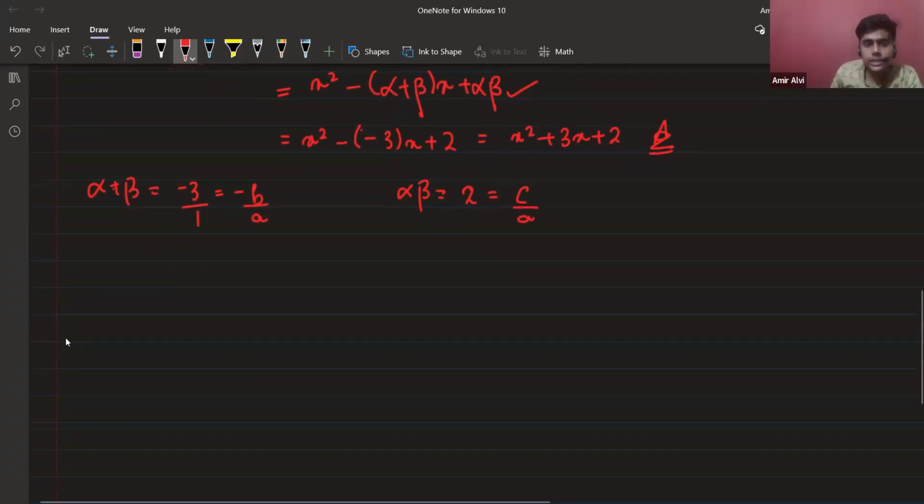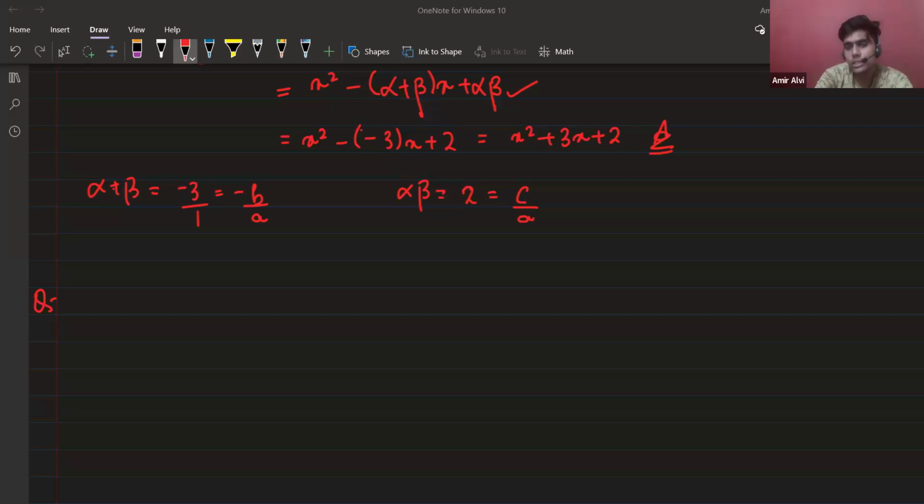Okay, so let's take one more example and try to solve that as well from the NCERT. In this topic, this is the only type of question which we basically have.